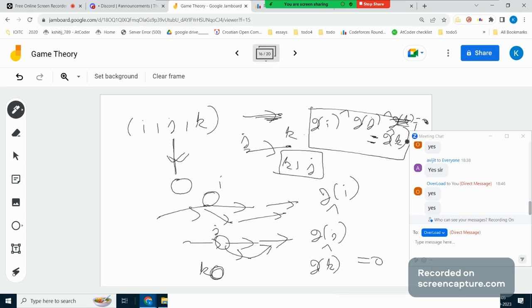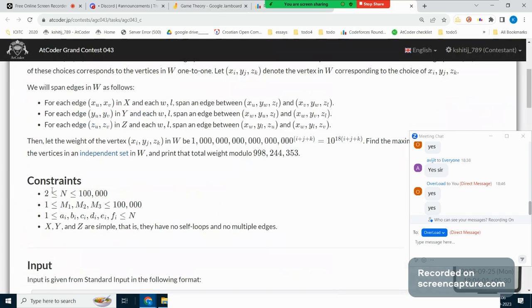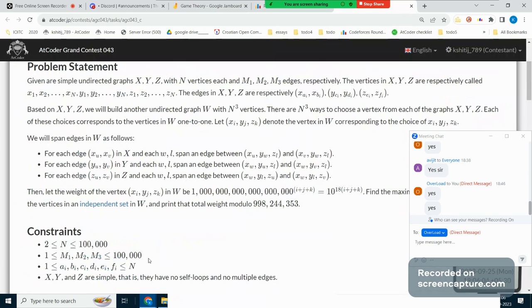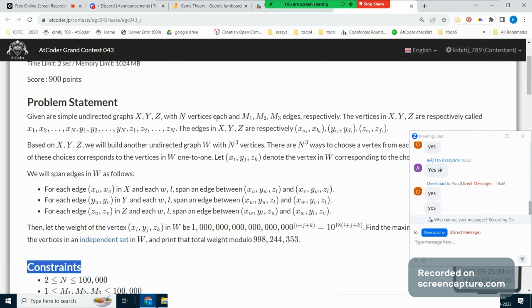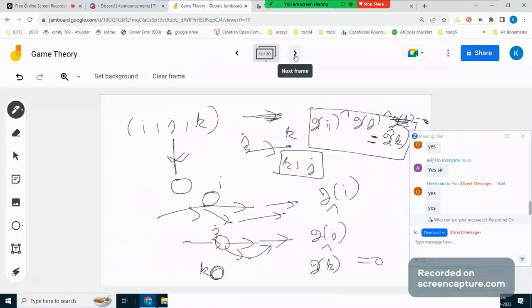We need to find the sum of the values for all vertices of this form. We can calculate the Grundy values in n log n, or you can just find the Grundy values in the original graph, all three graphs. These are all bounded by 1e5. If m is the number of edges, you can do it in m log n. You can also do it in linear time if you want to, but it's not required. So now the value is 10 to the power i plus j plus k.